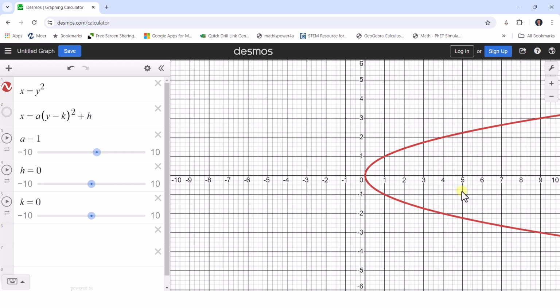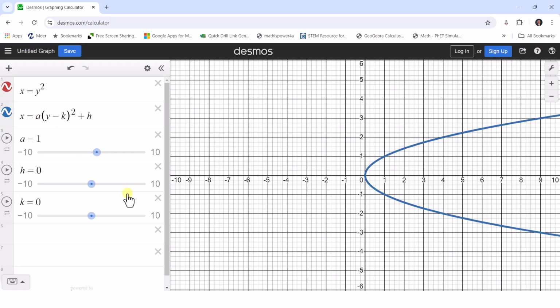On the right we have the graph of x equals y squared. Notice below I've entered the equation x equals a times the square of y minus k plus h. I'm going to go ahead and turn this on, which is the blue parabola. Notice right now, because a is 1 and h and k are both 0, the two graphs are the same.